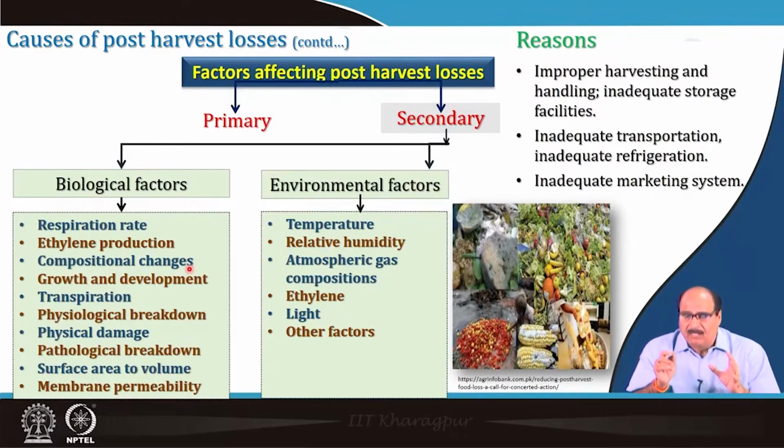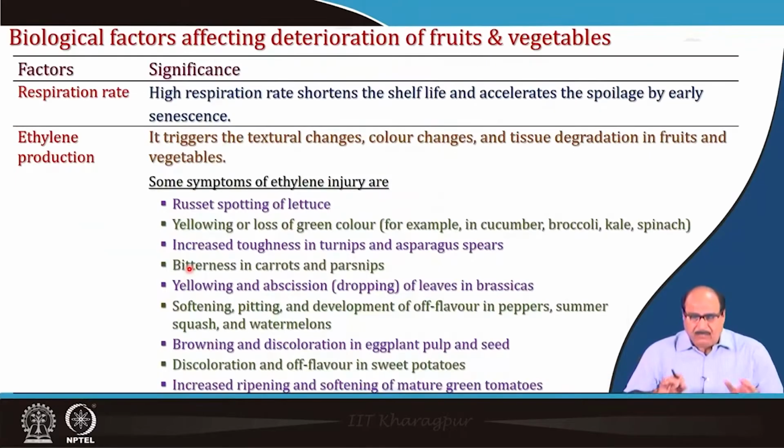So, you can say that improper harvesting and handling, inadequate storage facilities, inadequate transportation, inadequate refrigeration, and inadequate supply chain or marketing system are the major causes of post harvest losses.